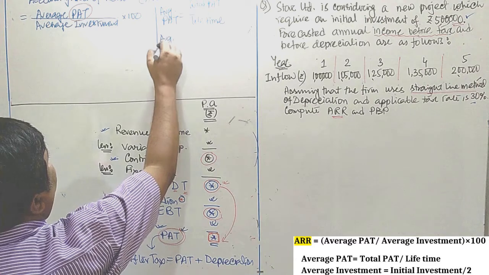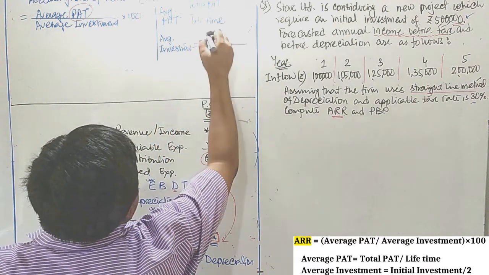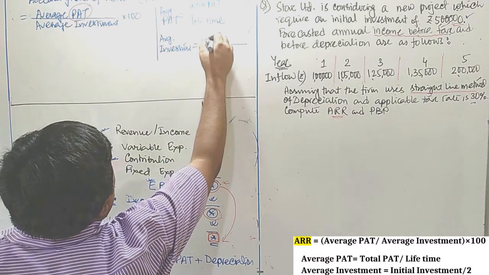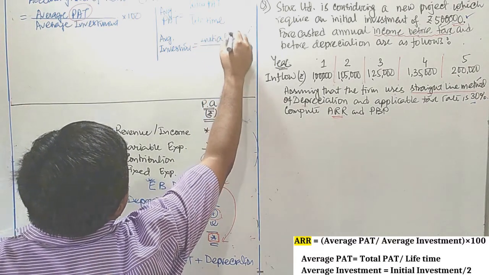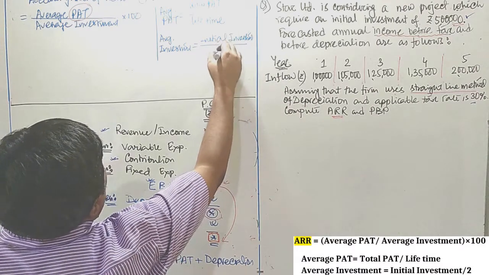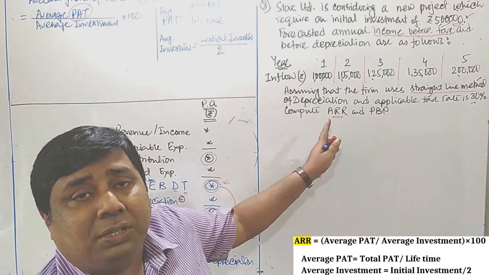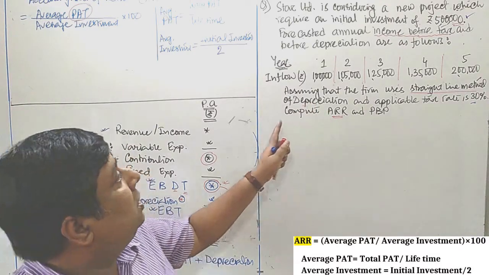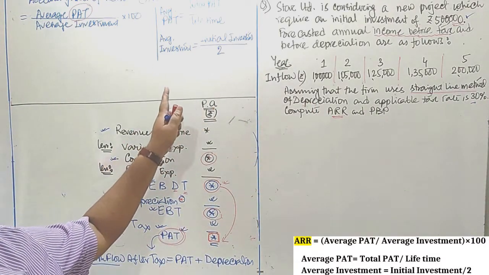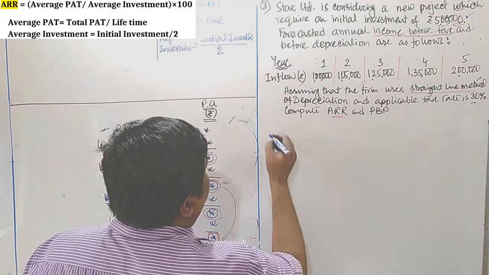And next one is average investment. How to calculate that? In simpler sense, it is initial investment divided by 2. In respect of this particular question, the average investment will be the initial investment divided by 2. Now looking into the question, how to solve this question.